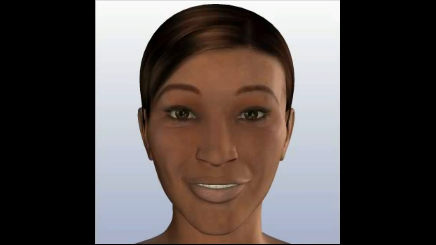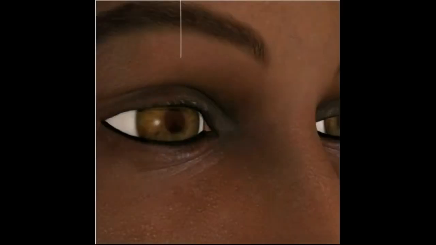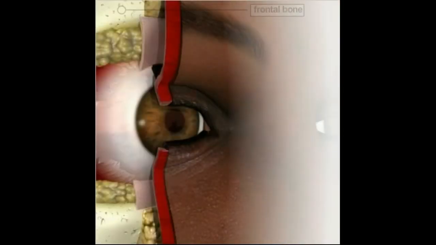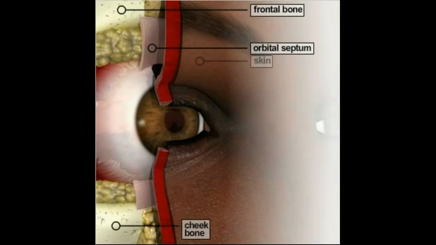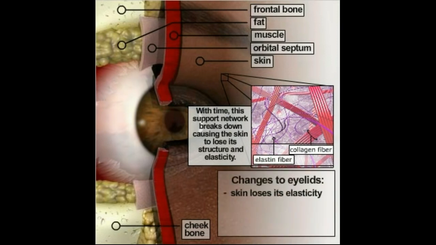Before you understand how eyelid surgery works, it is important to understand the underlying structure of the eyelids. Like the rest of the face, eyelids are composed of layers of skin, muscle, and fat. With time, age and environmental factors like sun damage cause the skin support network in the dermis to break down. As a result, the skin loses its structure and elasticity and becomes lax.